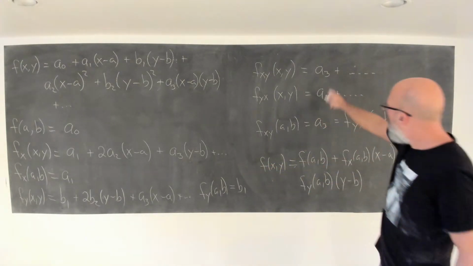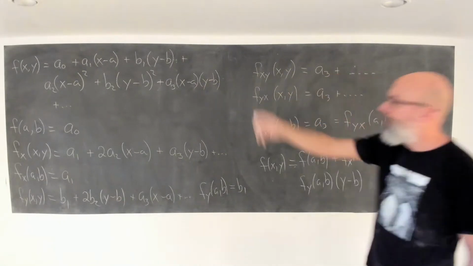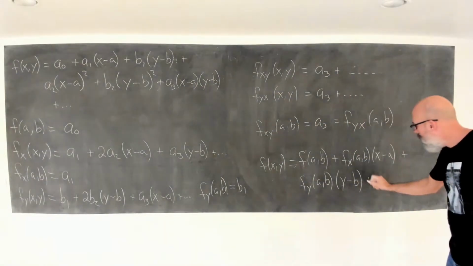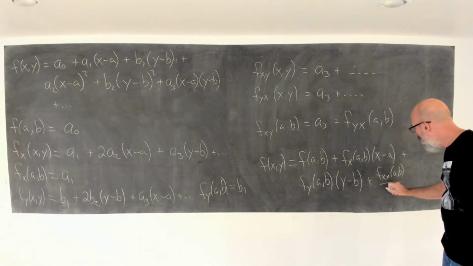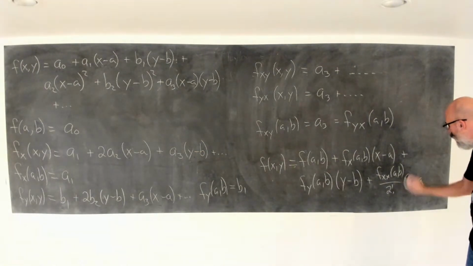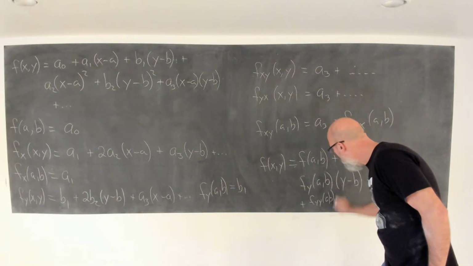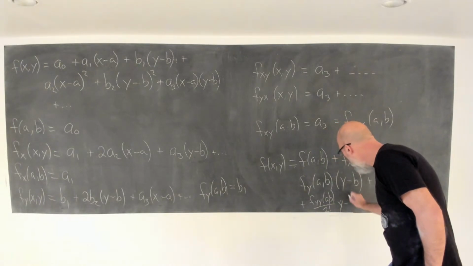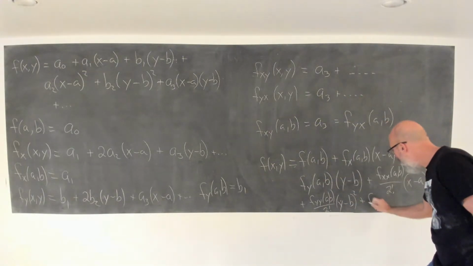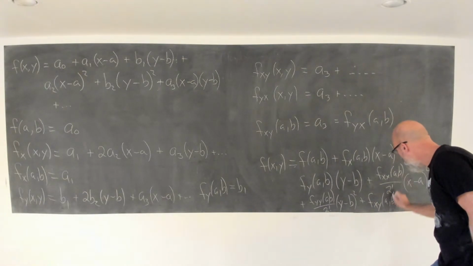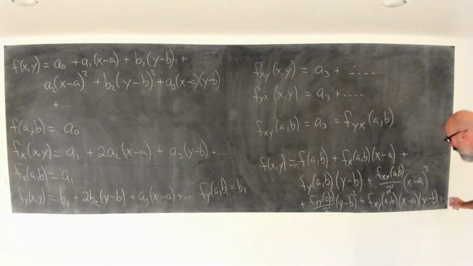What else have we found? We found A3 without actually finding A2 and B2, but you know that it's going to be fxx at (a, b) over 2 factorial times (x minus a) squared, and fyy at (a, b) over 2 factorial times (y minus b) squared, and then A3, which is fxy at (a, b) times (x minus a)(y minus b), and other stuff.